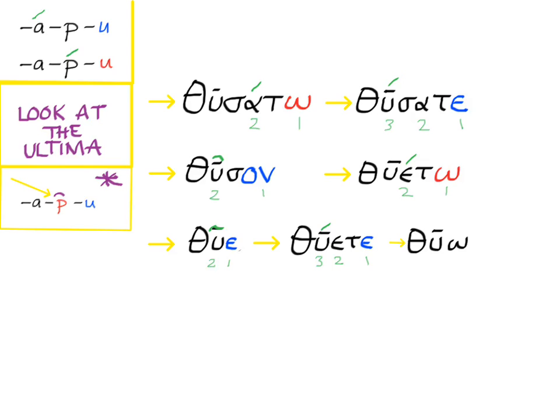Our last example is thuo, I sacrifice. It has a long ultima, so we can only go back 1, 2, and put an acute over the second to last syllable, thuo.